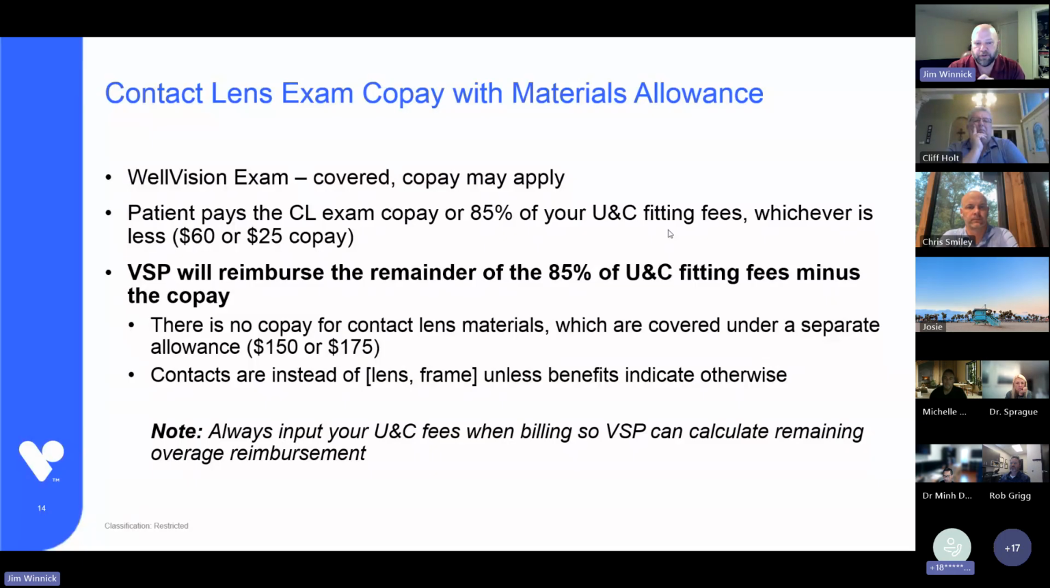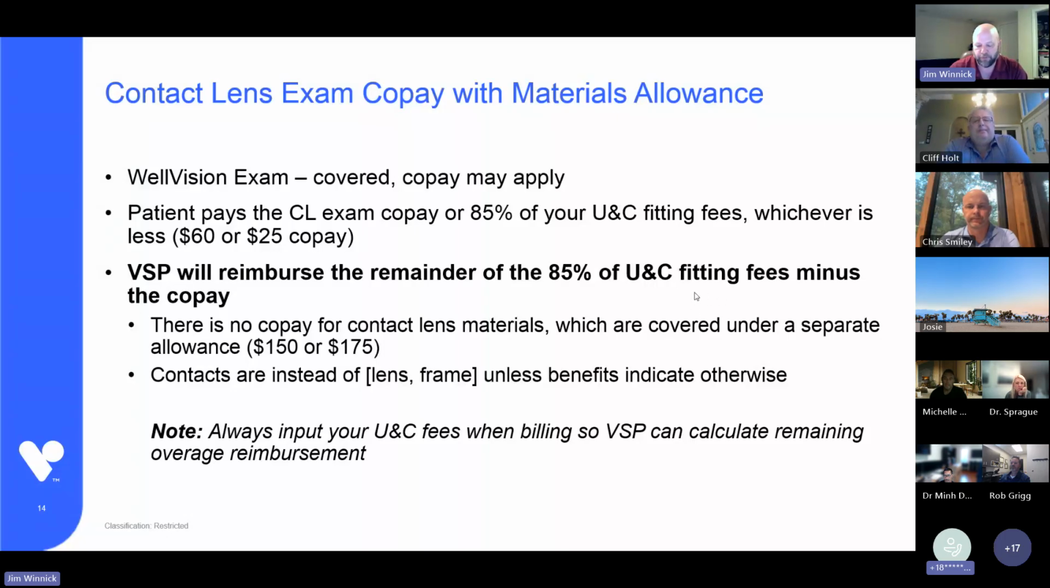With this particular plan, the copay is toward the exam fitting fees only, not toward materials. Materials are listed as a separate allowance, either $150 or $175. And then, of course, whenever we do a basic contact lens program, that is in lieu of their lenses and frames. So they will cancel their lens and frame benefit for that 12-month period after the fitting, or if they recycle in January, based on if it's a monthly plan or an annual plan.